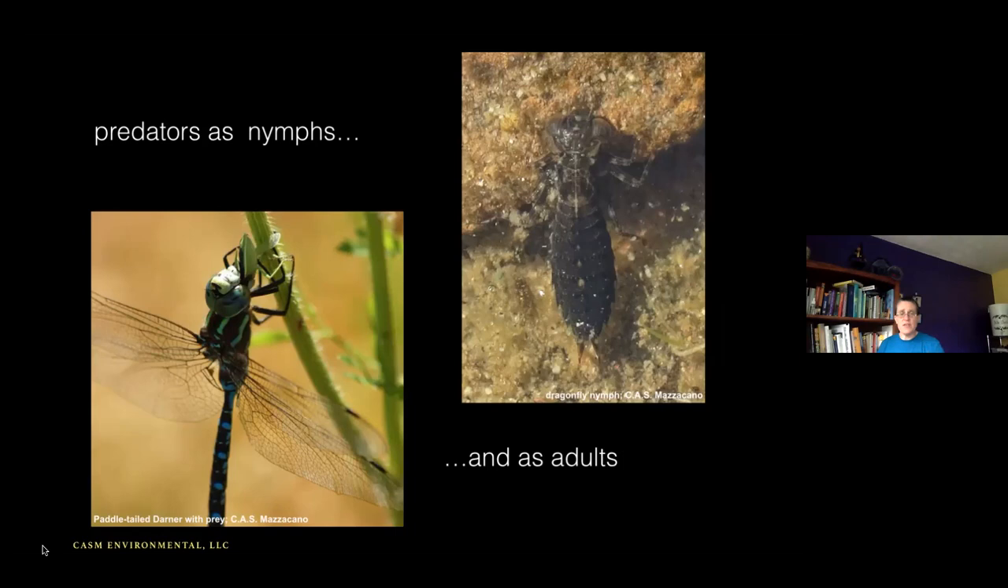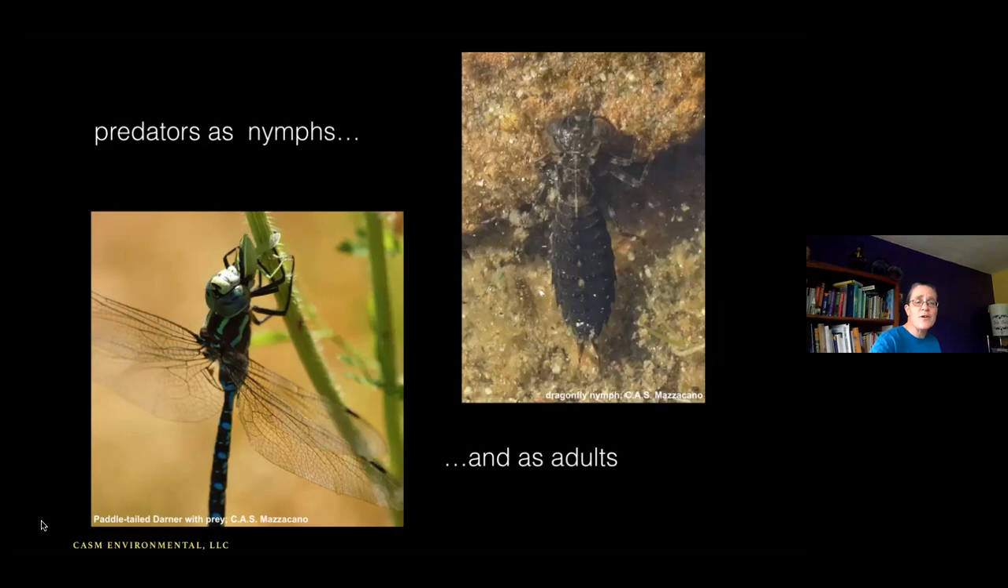And actually that adult paddle-tailed darner there is munching. You can see at the front end of its head, it's caught what looks like maybe a leaf hopper or a plant hopper, looks like some kind of a smaller soft-bodied insect. But the mouth parts of a nymph versus an adult are a little bit different, and it's really, really cool.